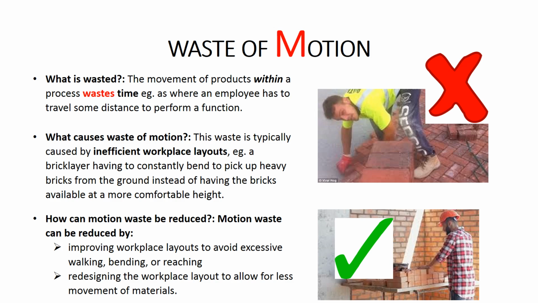Other examples of ways of reducing motion waste include the self-service checkouts at supermarkets and the kiosks at McDonald's, where customers can put in their own orders for McDonald's food. In both of these cases, motion waste is reduced because less time is wasted by customers having to queue up in order to be served.